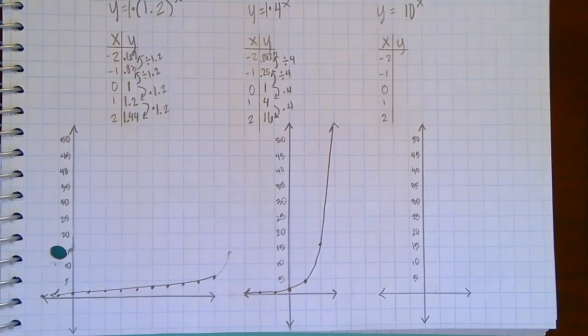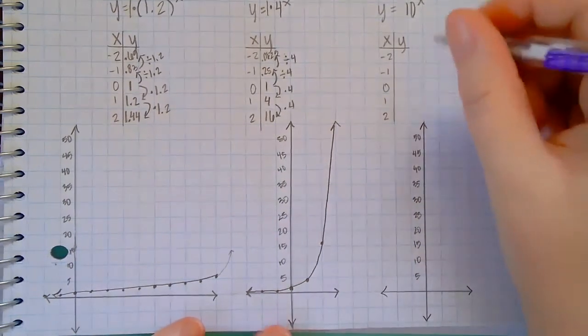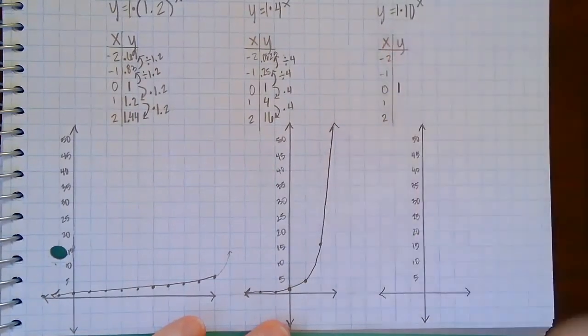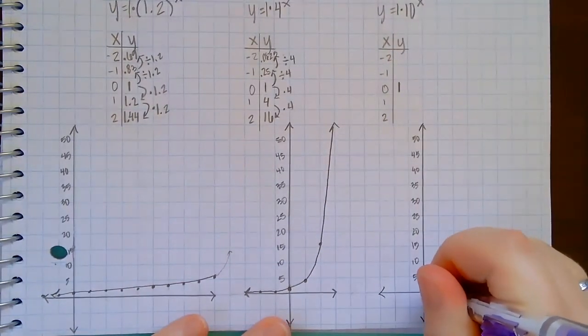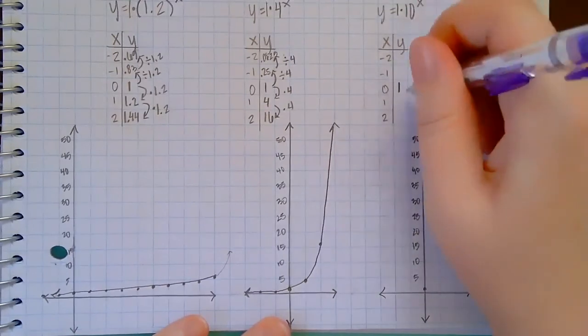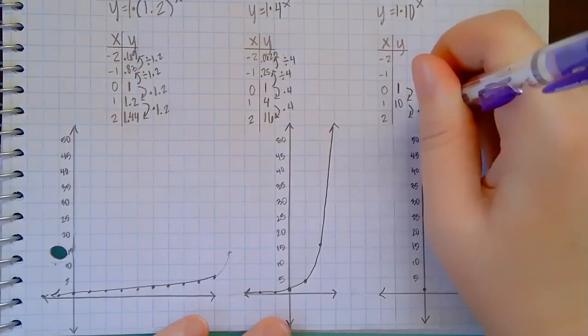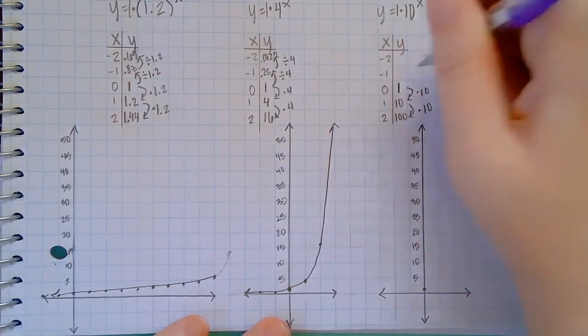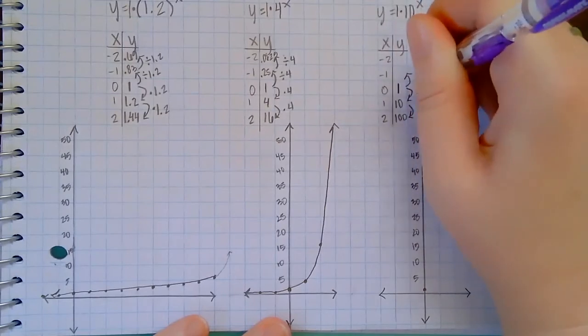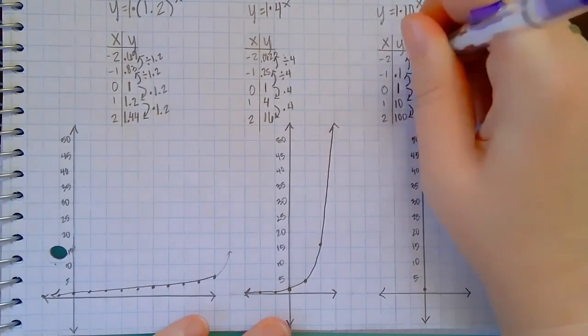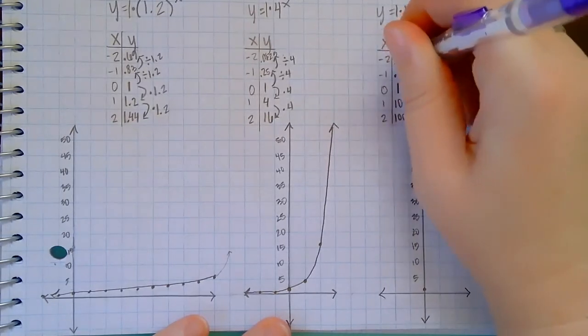Okay, so let's try another one. Let's do the same thing here. Again, there's a 1 times in front of it, so the y-intercept is 1. So I'll put it at 1 here. And then I'm going to multiply by 10 to go forward. That's obviously 10. Multiply by 10 again, that's 100. To go backwards, I'm going to divide by 10. So I'm going to get 1/10, which is 0.1. Divide by 10 again, and I get 0.01.